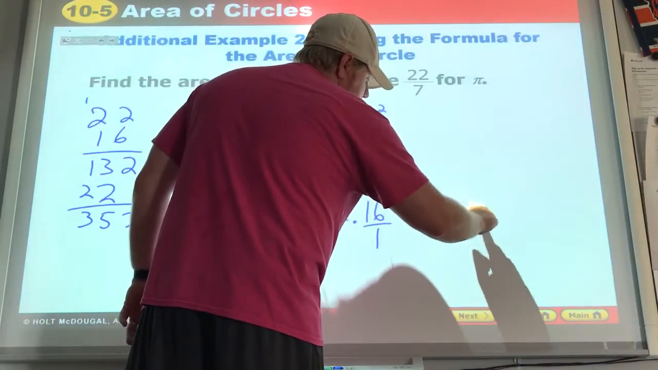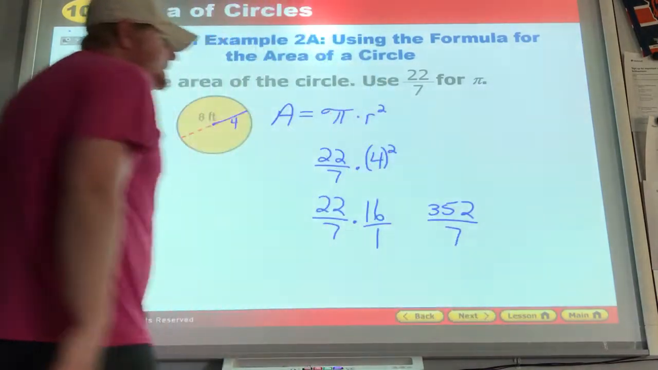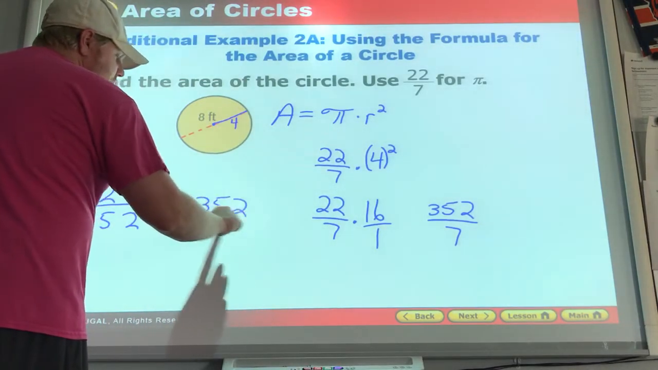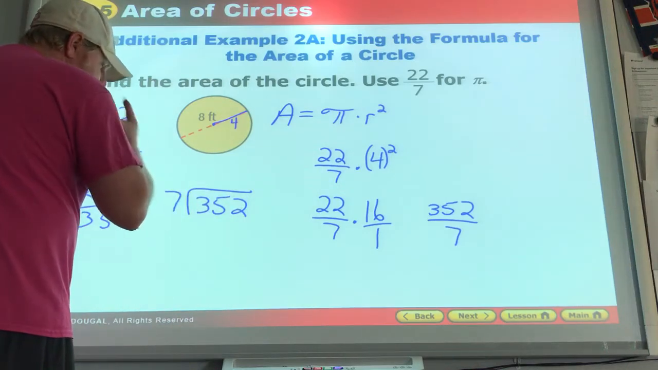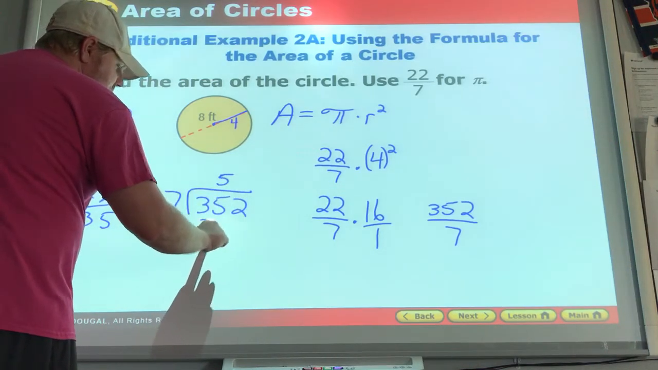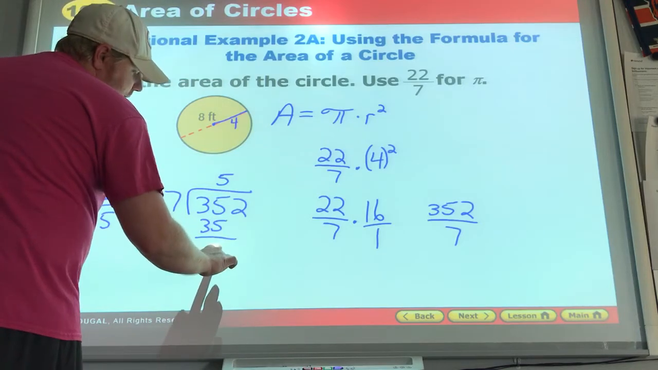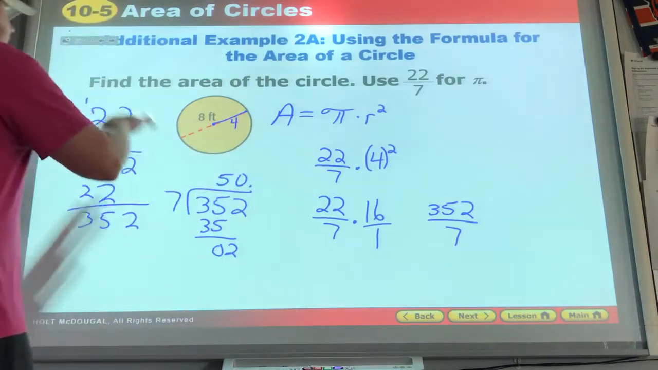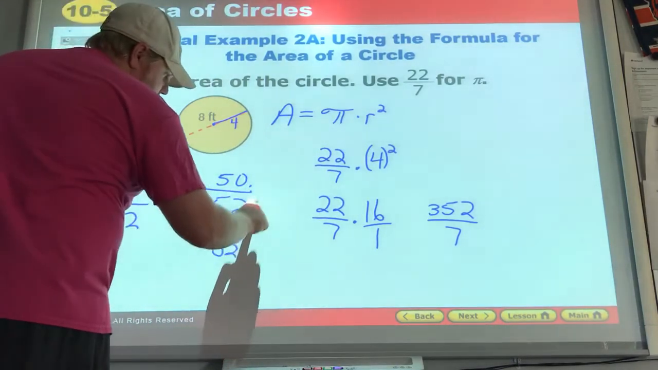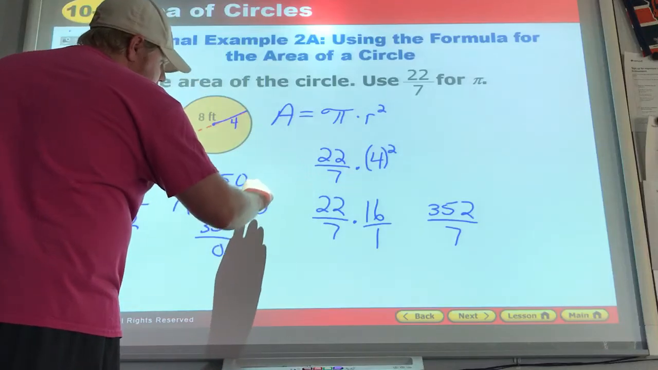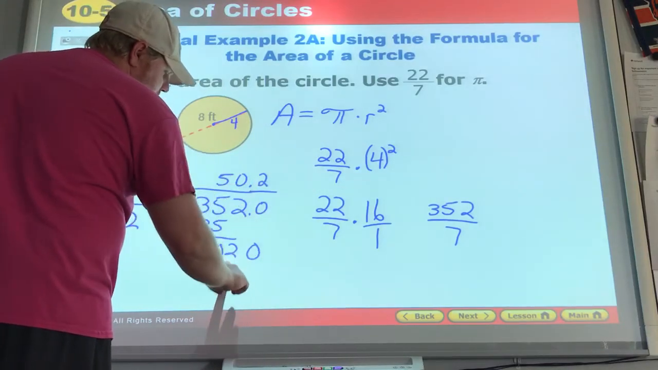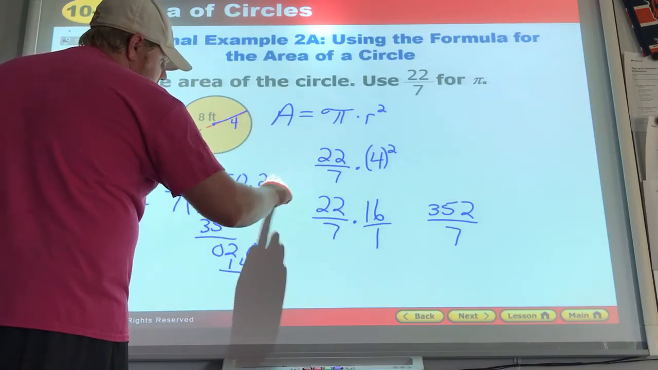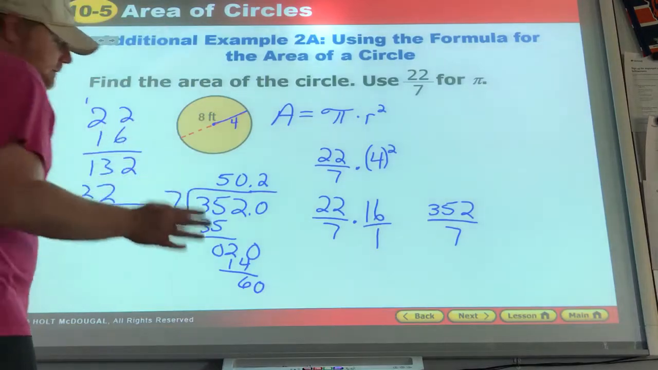352 divided by 7. All right, so then we can do 352, divide that by 7. 5, that's 35. All right, that's going to be 0. And if we're rounding, find the area. Oh, they didn't say they're rounding. So we'll bring down a 0. So that'll be 2 and 14, which is 60. All right, that'll be 8. So 50.28, something there to the end.